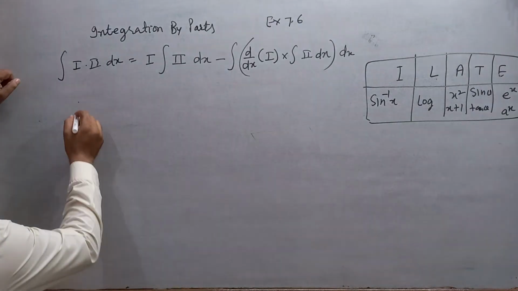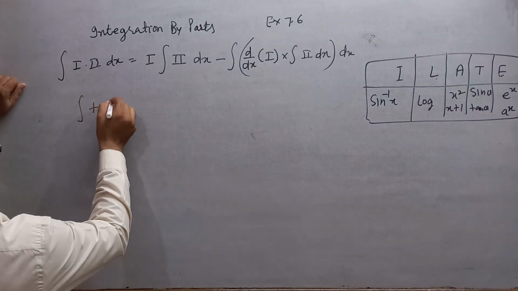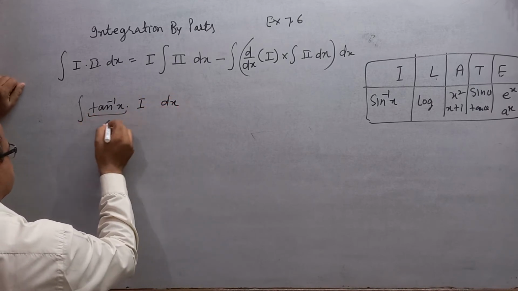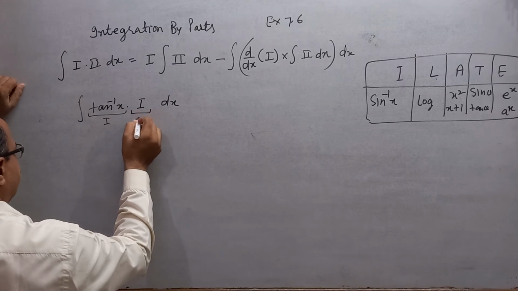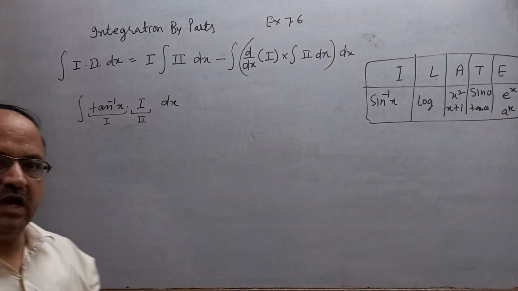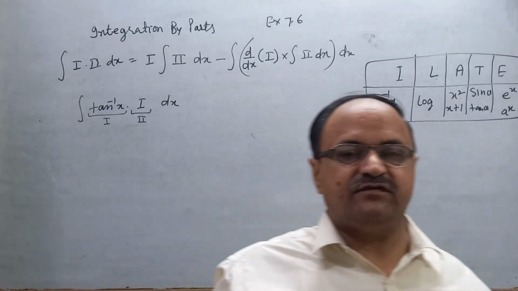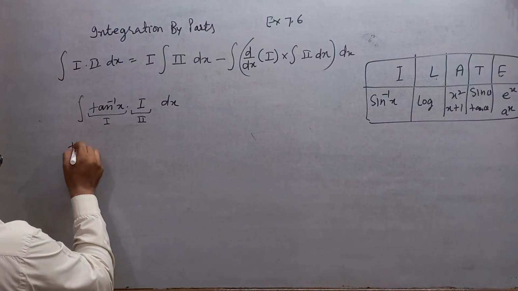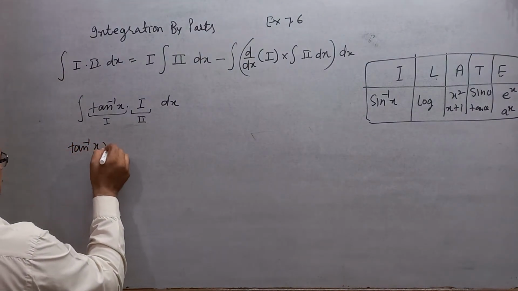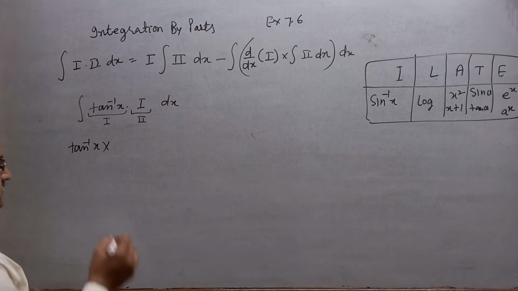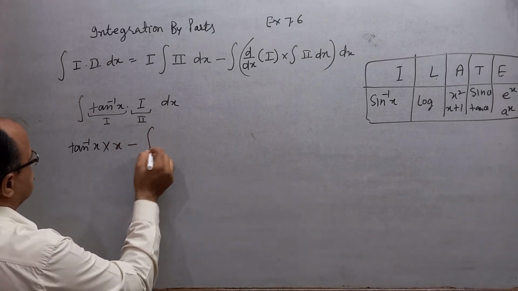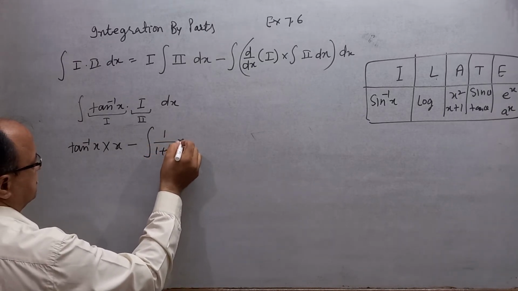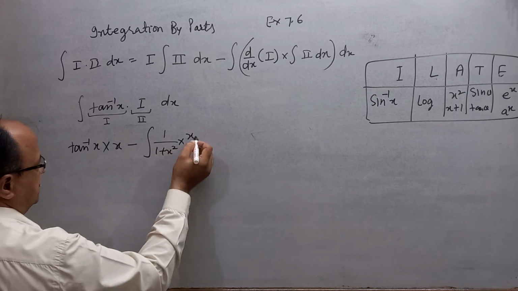Now tell me, integration of tan inverse x. You know that in this question only one function is given, which is first, and let the second function be 1. If one function is given in the question, then let the second function be 1. Clear? Now first function as it is, integration of 1 is x, minus derivative of tan inverse x, 1 upon 1 plus x square, and integration of 1, x here.